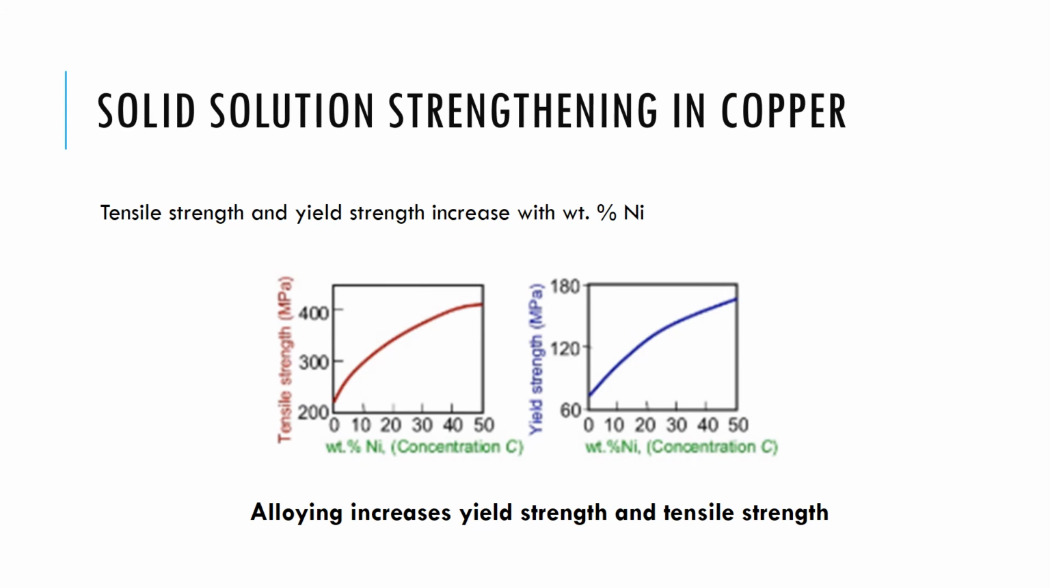And you can see there that this is an example of solid solution strengthening in copper. So the two graphs there are for tensile strength and yield strength of copper with nickel added. And you can see that from 0 to 50%, you increase the tensile and the yield strength of copper as you add nickel. And it's for these exact reasons that these impurity atoms are filling gaps essentially and pinning edge dislocations in place.